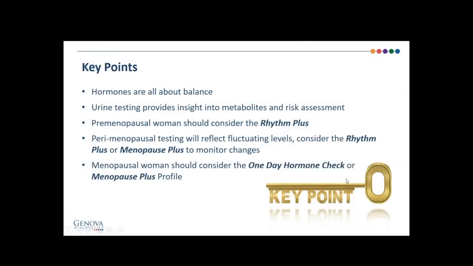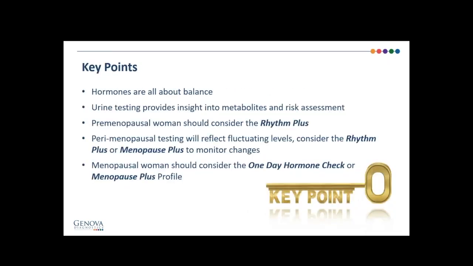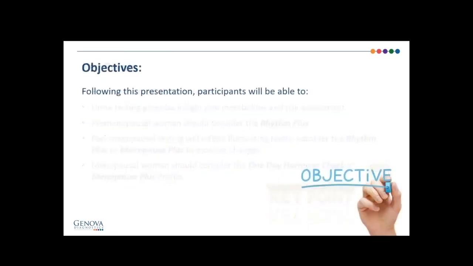Key points: hormones are about balance. Urine testing provides insight into metabolites and risk. Premenopausal women should consider the Rhythm Plus. Perimenopausal testing will reflect fluctuating levels. You can still do the Rhythm Plus or Menopause Plus to monitor changes. Menopausal women should consider the one-day hormone check if they're not seeing much fluctuation, or the Menopause Plus to cast a wider net. A wider net, forgive me.